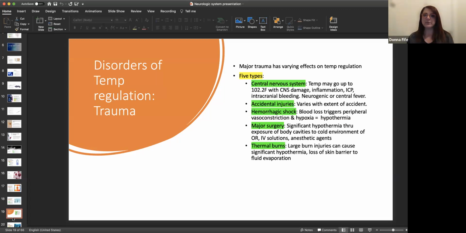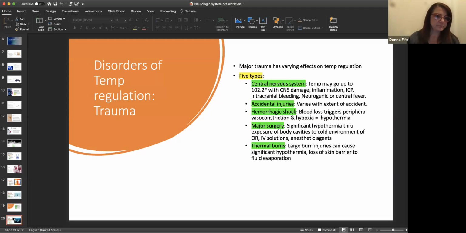Hemorrhagic shock, the blood loss triggers peripheral vasoconstriction and hypoxia, and this leads to hypothermia. Major surgery, a significant hypothermia through exposure of body cavities to a cold environment, such as in the operating room with cold IV solutions or anesthetic agents. Thermal burns, large burn injuries can cause significant hypothermia because there's that loss of the skin barrier to fluid evaporation.